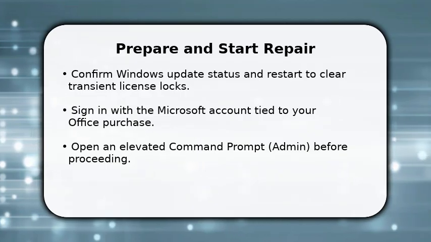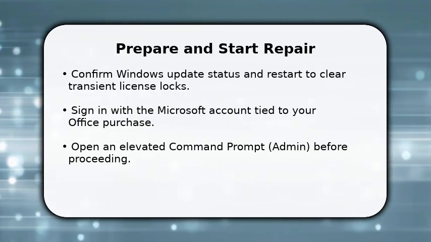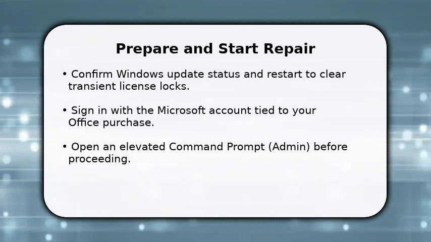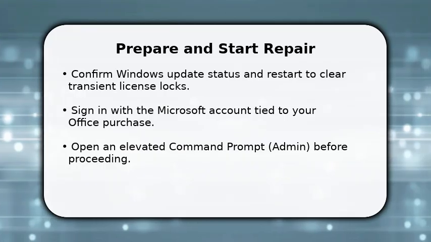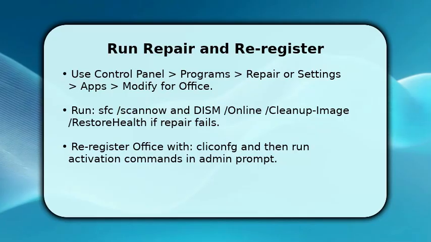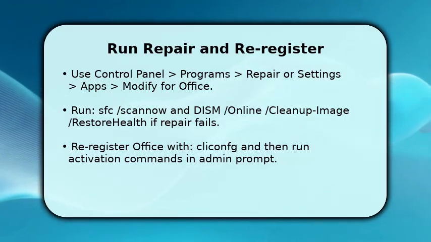Make sure you have an internet connection and any proxy or VPN disabled, so online activation can communicate with Microsoft servers without interference. You'll now run the built-in Office repair. Choose Quick Repair first, then Online Repair if needed. Online Repair reinstalls core files and often restores licensing.